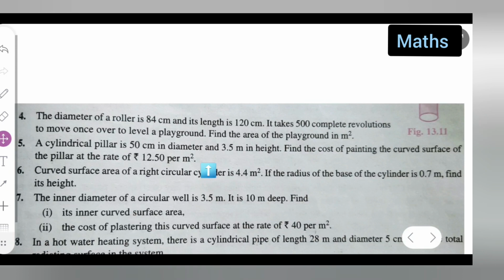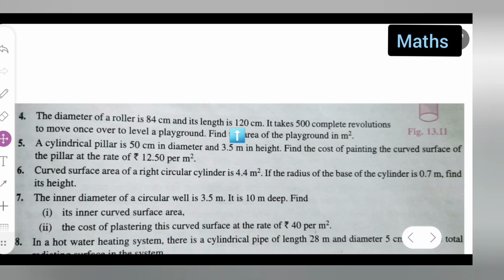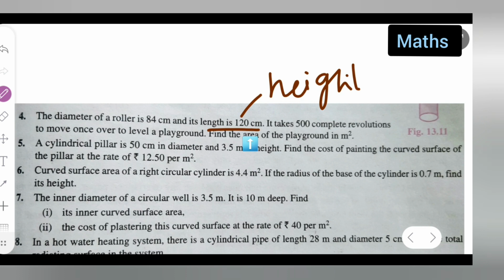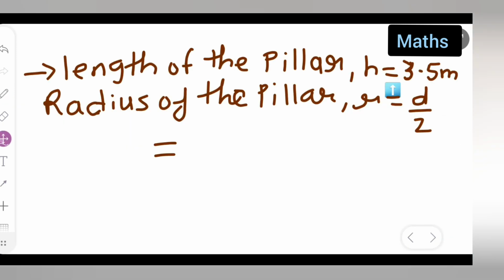So let me start. You all can write down over here, length of the pillar, that is your height, is equal to, what is your height? That is your height, right? Question number 5 it is. The cylindrical pillar is 50 centimeter in diameter and 3.5 is the height over here. So your height is 3.5 meter.